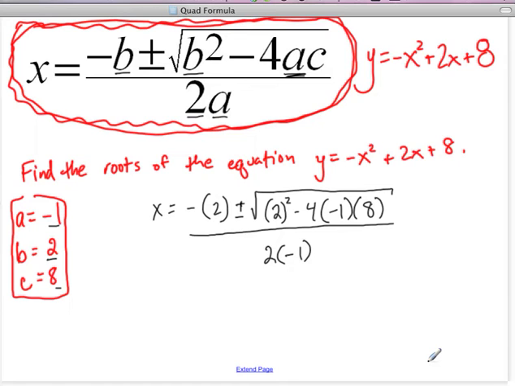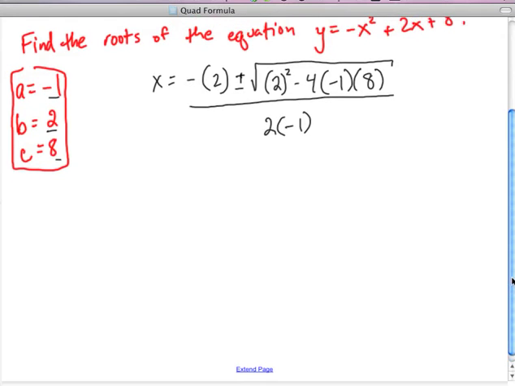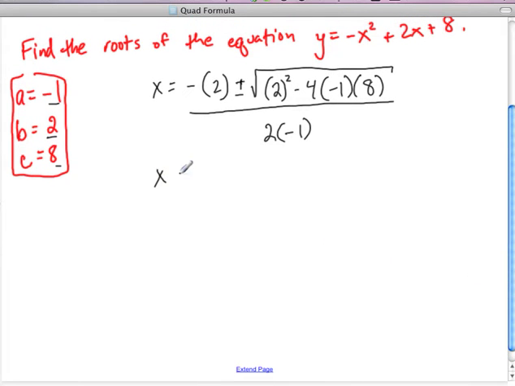And now we just simplify. Negative times 2 is -2. Plus or minus the square root of 2 squared. 2 squared means 2 times itself. 2 times 2 is 4. Let's see. Minus a negative. Negative times a negative is a positive.